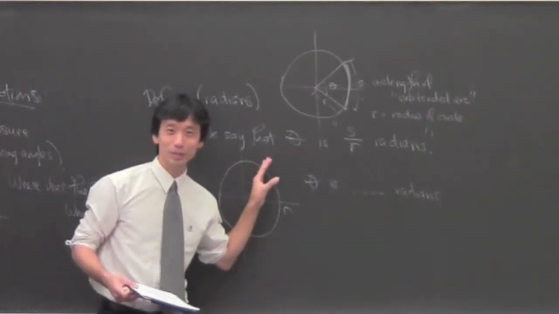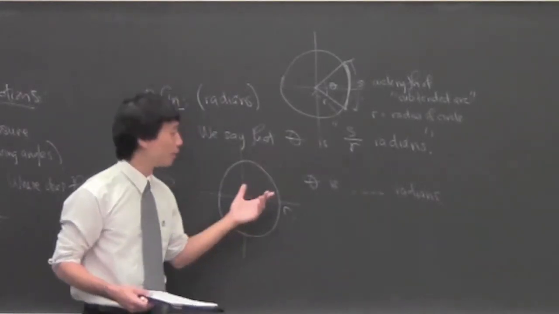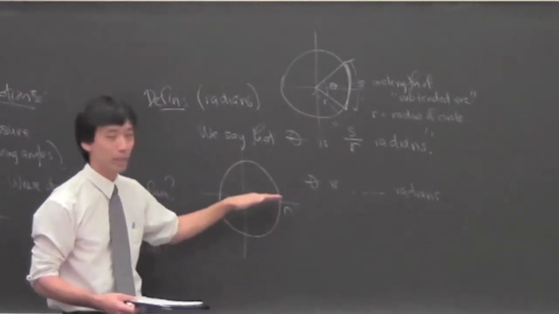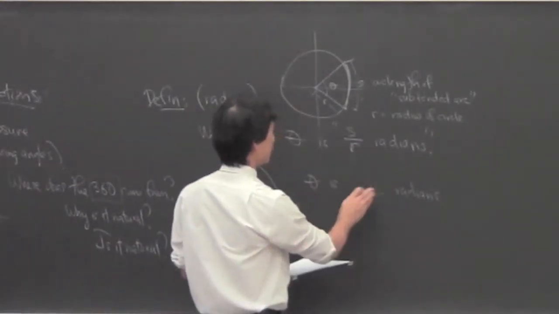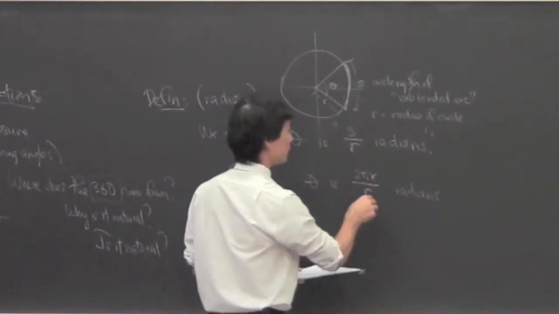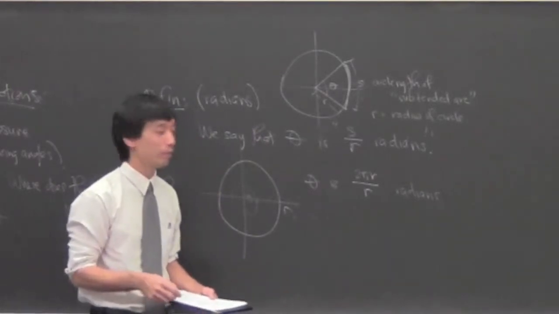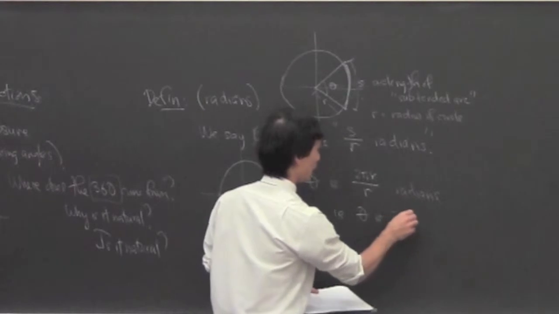Are people getting confused with this? Is that a 2 pi r? 2 pi r, right? The whole length here is 2 pi r, right? So, how many radians is it? It is arc length over radius radians, right? I.e., theta is 2 pi radians.